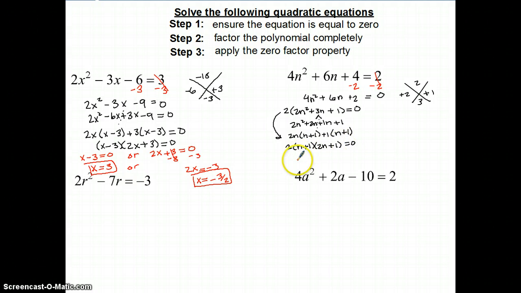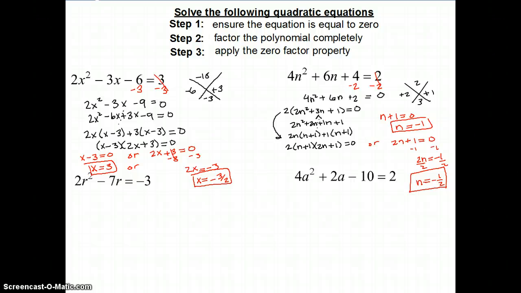So from my two factors, I see either n plus 1 may equal 0, or my 2n plus 1 may equal 0. Solving the first, I see n may equal negative 1. And from the second, I'll first subtract 1 to get 2n equals negative 1, and divide by 2 to get n equals negative 1/2.